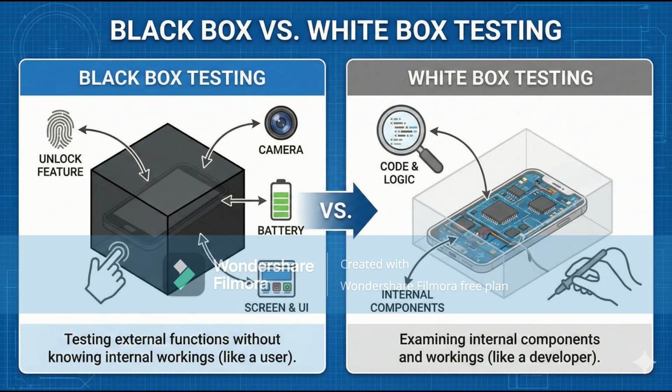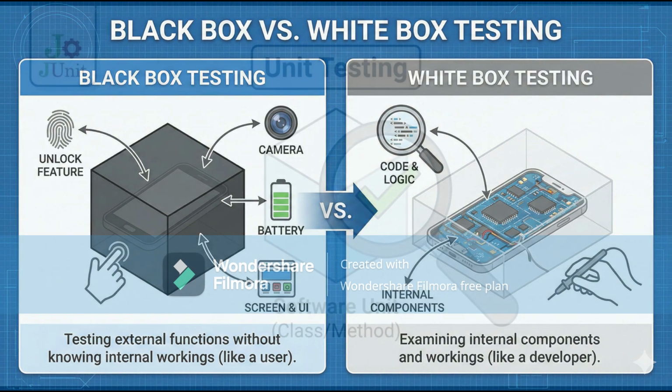Black box versus white box testing. Black box testing involves checking a phone's external functions without knowing its internal workings, such as testing the unlock features, camera, battery, and touch screen. White box testing involves examining the internal components and workings, similar to reviewing the actual code of the software.